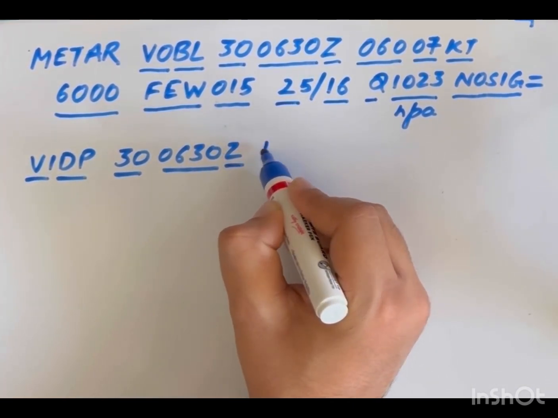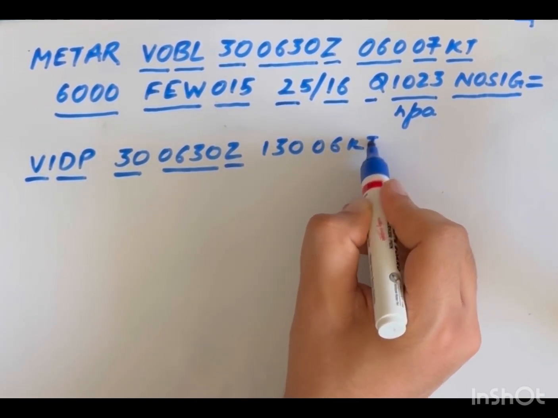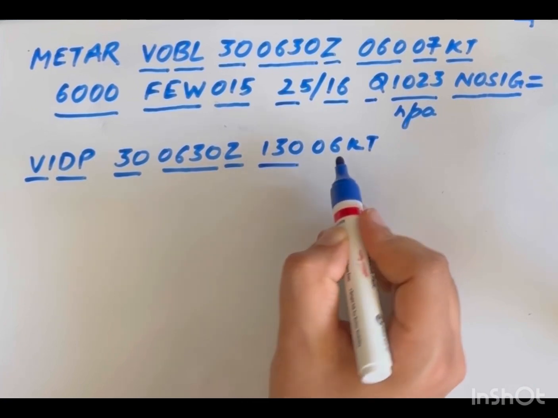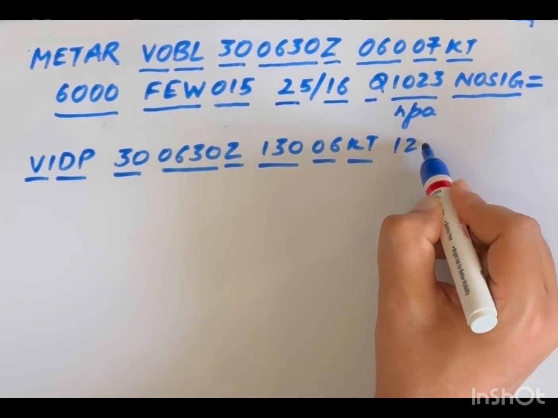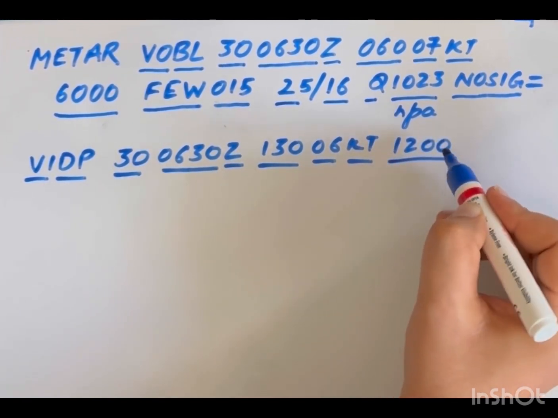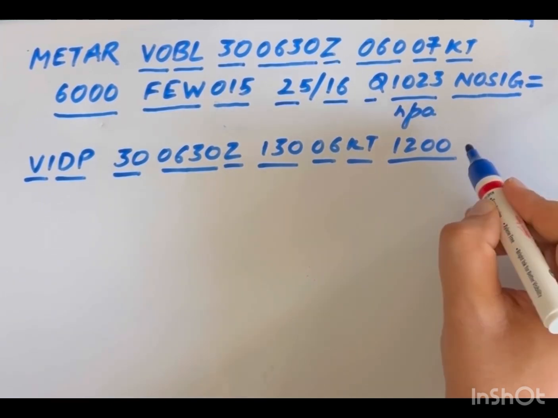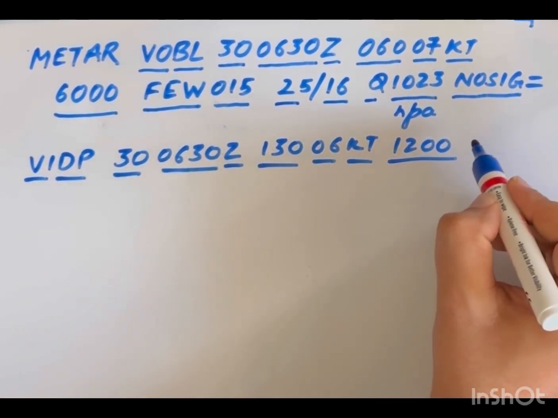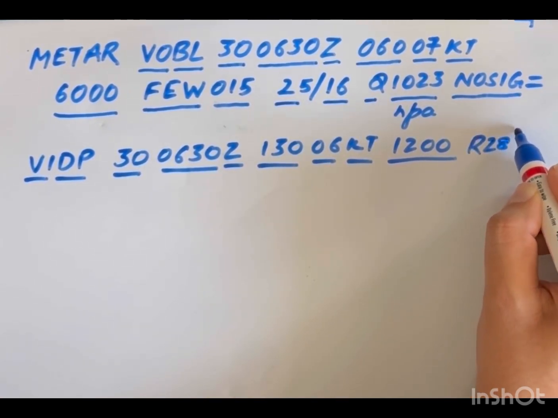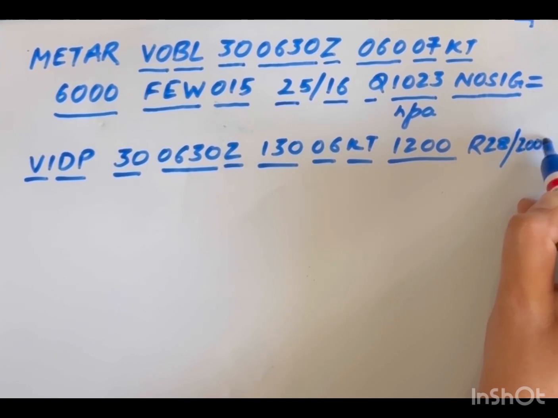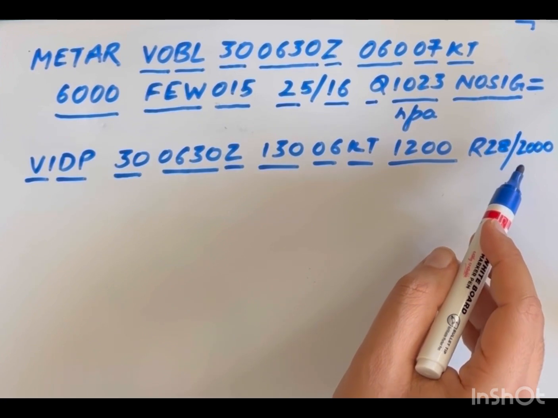The next part covers the wind direction and the wind speed. So in Delhi, the wind is coming from 130 degrees at 6 knots. And the visibility they have written is 1200 meters. Since the visibility is less, they have also given the RVR of the runways. It is written as R28/2000. So that means on runway 28, the RVR is 2000 meters.